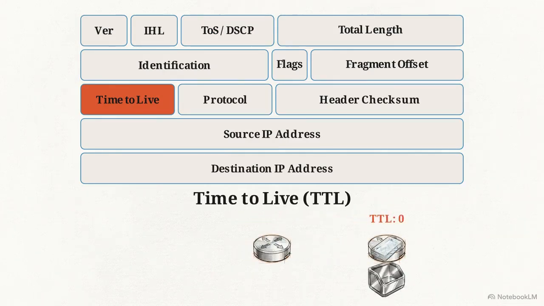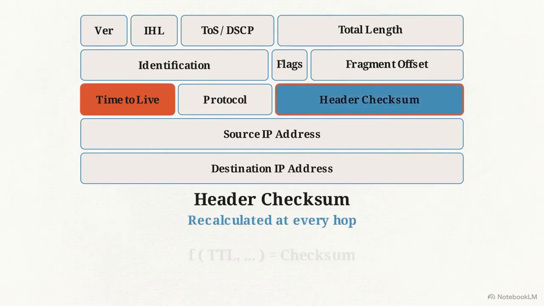The time-to-live field is a self-destruct mechanism preventing infinite network loops. Every router decreases the TTL value by 1. If it drops to 0, the router destroys the packet and returns an ICMP time exceeded message to the source. Because the TTL field changes continuously during transit, the 16-bit header checksum must be mathematically recalculated at every single router hop to verify the header's integrity.